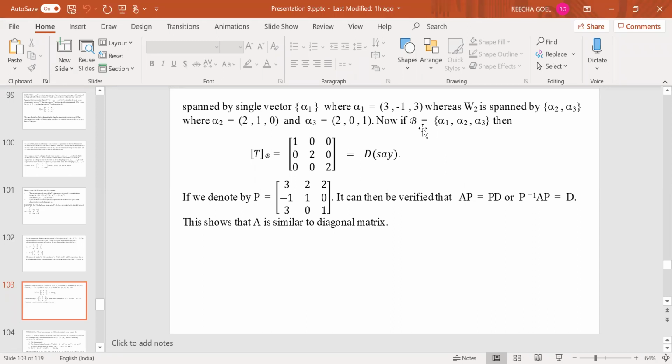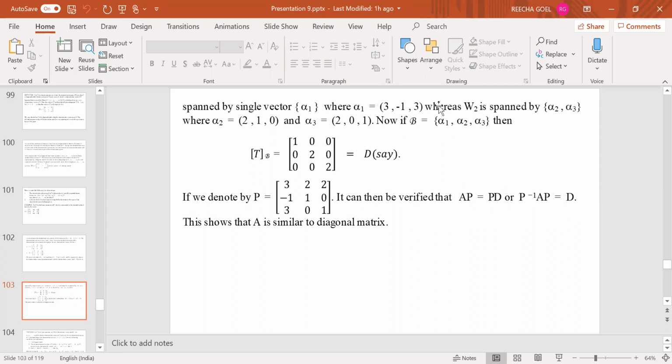So that way, if I look at the basis consisting of alpha 1, alpha 2, alpha 3, this is my basis consisting of characteristic vectors with respect to which the matrix of T is going to be, as I told you how to write this matrix, write on the leading diagonal all the eigenvalues: 1, 2, 2. So this has been reduced to the diagonal matrix.